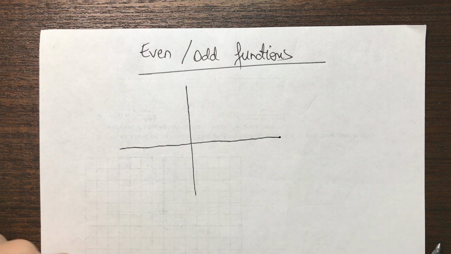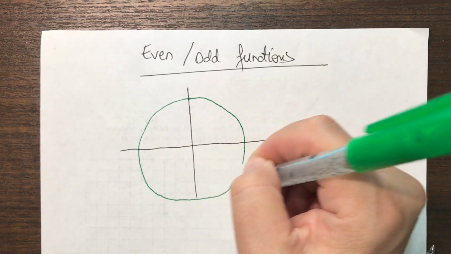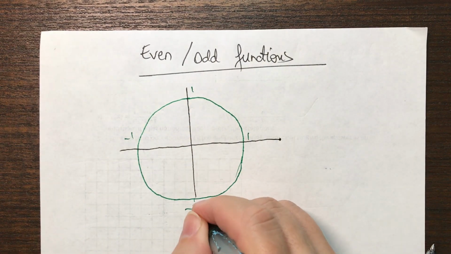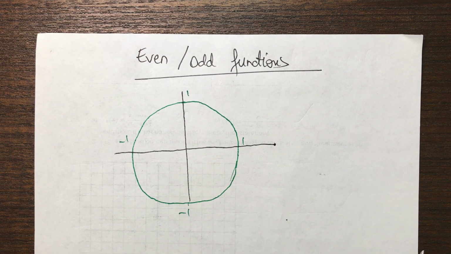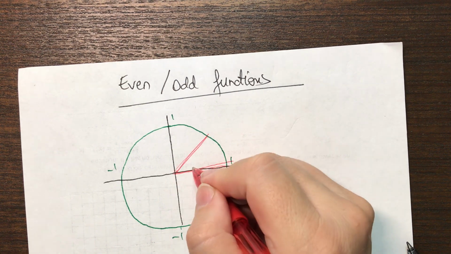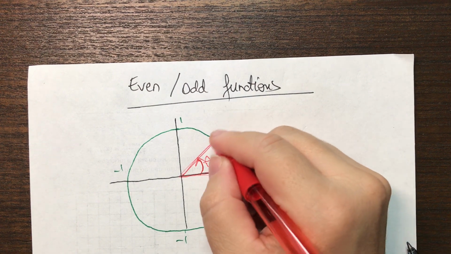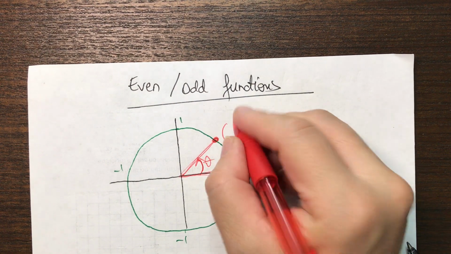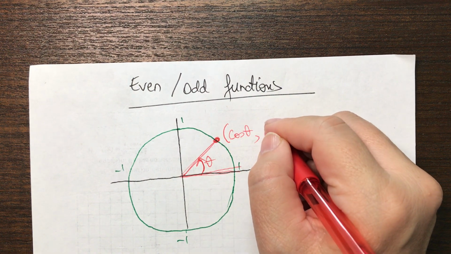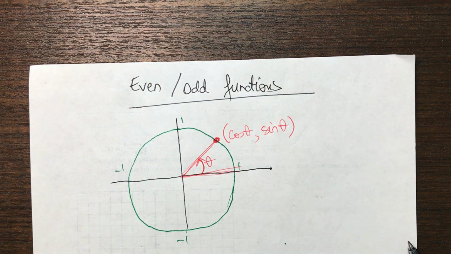So I'm going to draw a unit circle for you one more time. We go back and forth to this unit circle all the time. So what have we learned about this unit circle? We've learned that if you have an angle, and I'm going to keep it simple, right? The x-coordinate of this point is the cosine value of this angle theta, and the y-coordinate is the sine value of this angle theta.